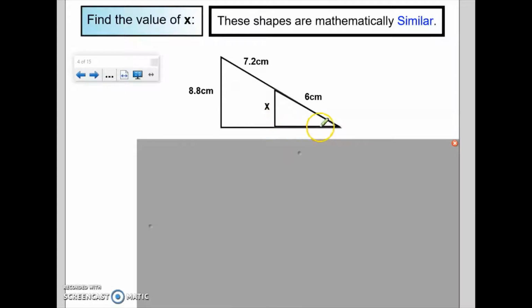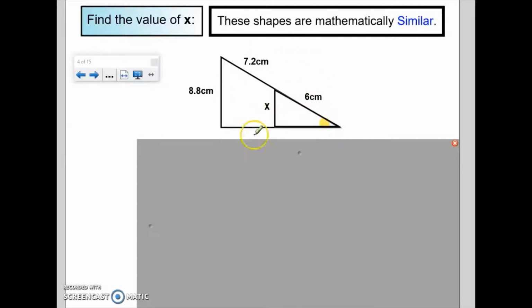One shape is inside of a larger shape. So what that's telling us straight away is that this angle on both shapes must be equal, but also because we have a right angle and a right angle here, all three angles in both triangles are the same. So that's telling us the shapes are similar. The question does tell us that in this instance, but even if it didn't, we could work it out by showing that all three angles are the same.